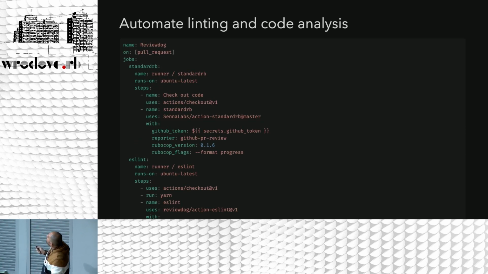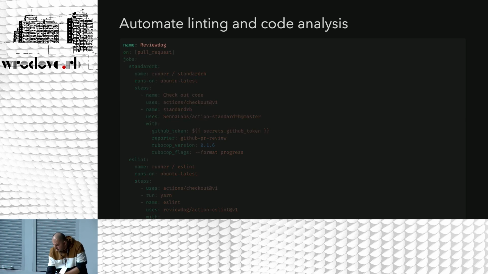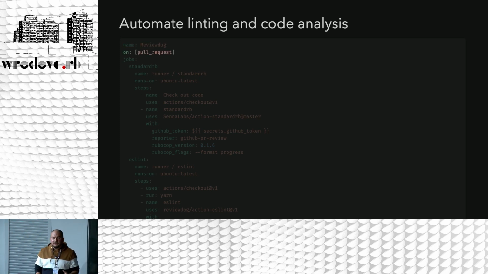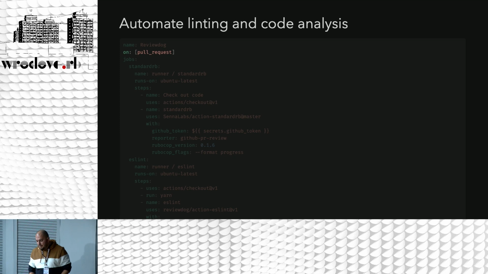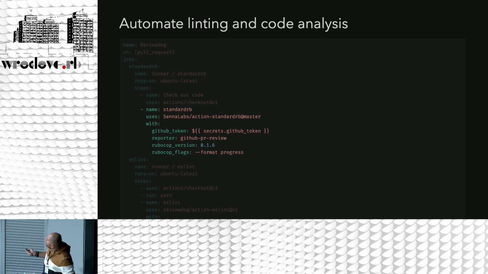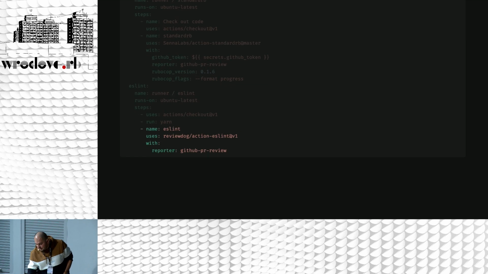Cool. Next, automating linting and code analysis. So we're going to use Reviewdog, and we are going to do this on each pull request. So whenever somebody creates a PR, this task will run. And this has like 2 jobs. One of them is StandardRB. So again, another pre-made action, and one is ESLint.